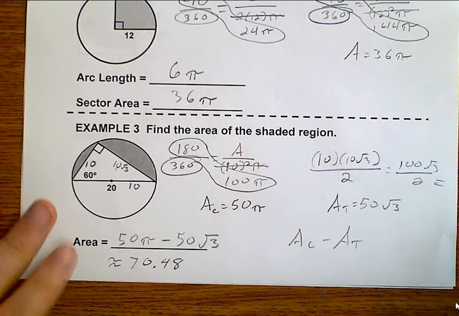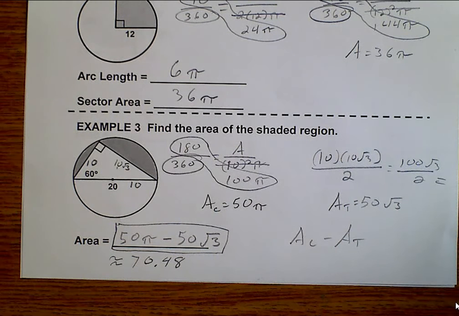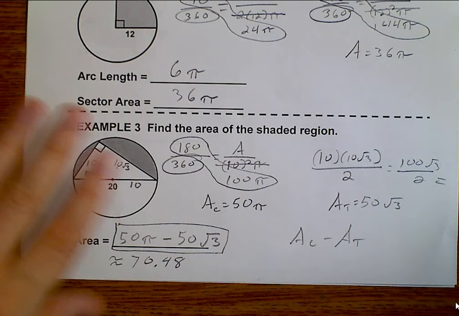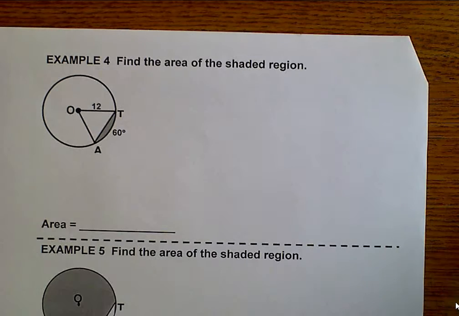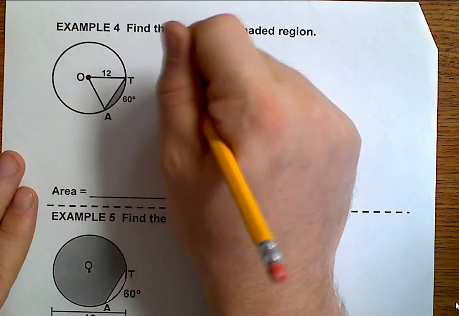But this is the answer that I'm looking for. Let's go ahead and move on to example number 4. I want to find the area of this region. Well, this is 60 degrees. That means we're dealing with 60 over 360.